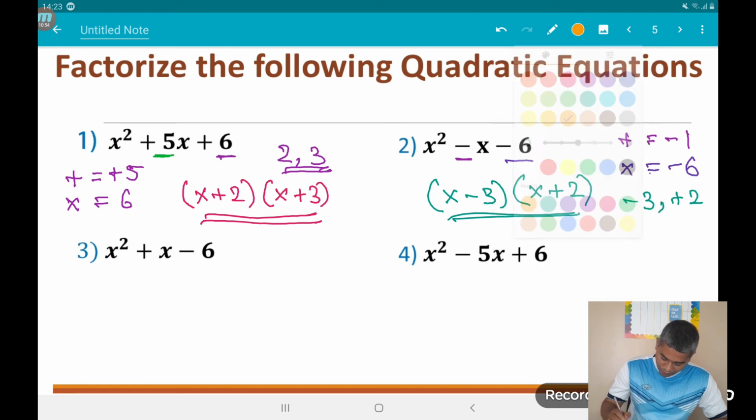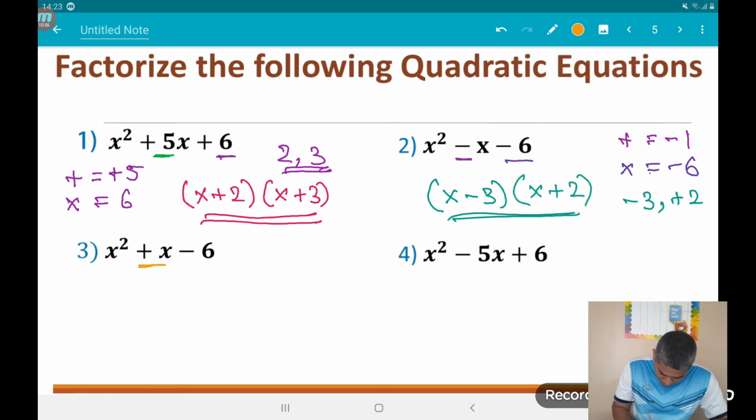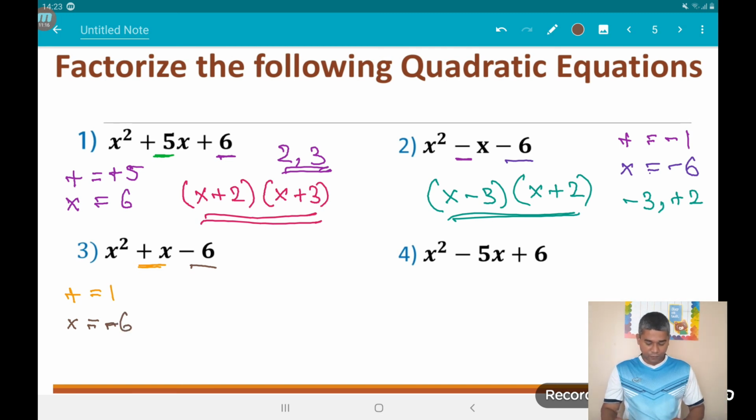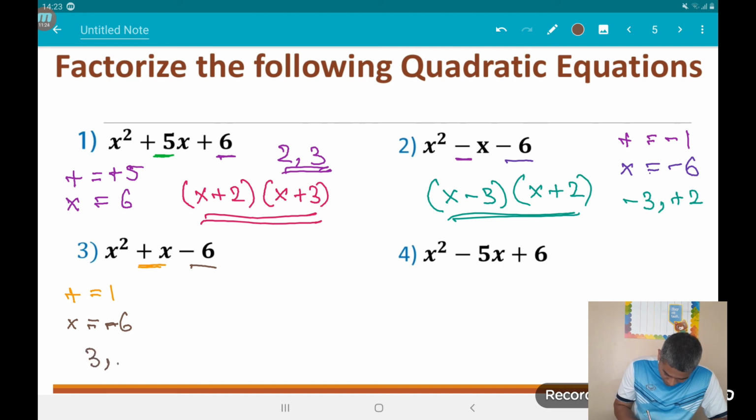Now let us look at the third problem, x square plus x minus 6. So here the sum should be plus 1. When you add, we should be getting 1. And what about the product? The product should be minus 6. When you multiply, you should be getting minus 6. Can you find those numbers? What are the numbers? The numbers are 3 and minus 2. Am I right?